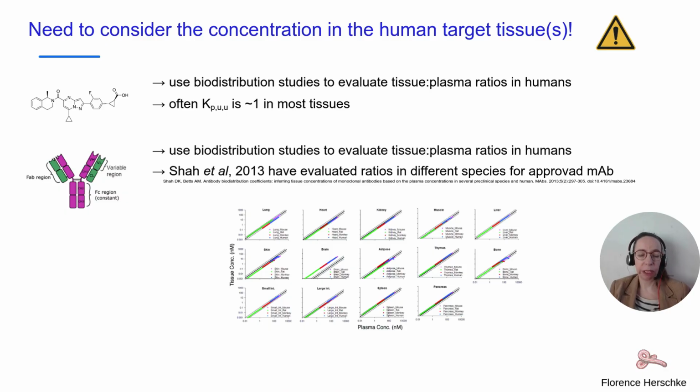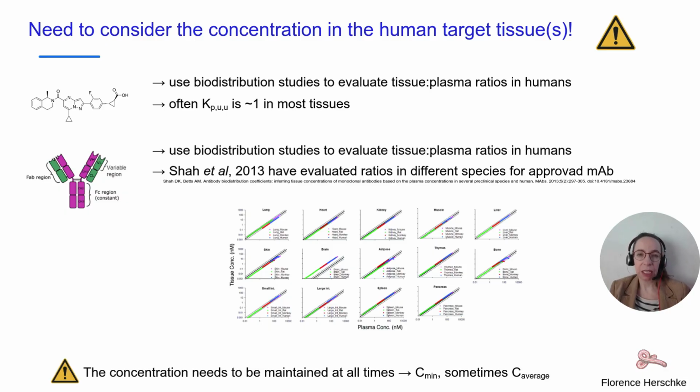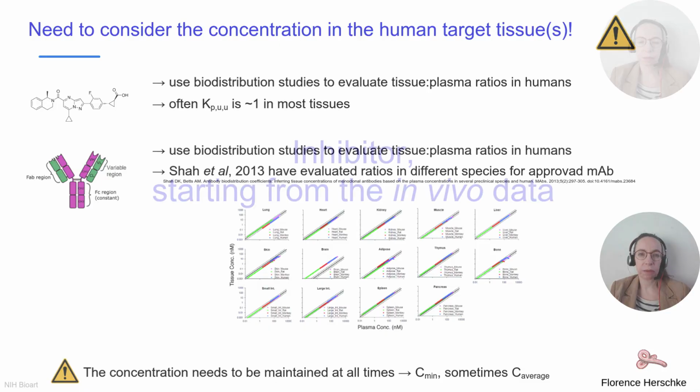Another essential point is that the concentration needs to be maintained at all times. Indeed, you want to reach 100% inhibition at all times. So the target concentration should represent the C mean or sometimes the C average.